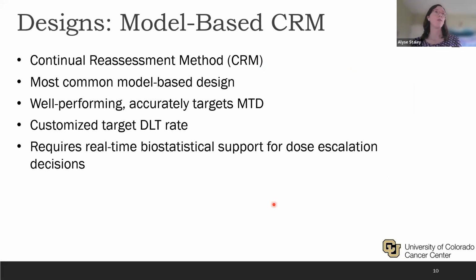For the model-based designs, I'll present the continual reassessment method, or CRM, because again, it's one of the more commonly used model-based designs. This design is well-performing because it accurately targets the MTD, and it's flexible because it allows for a customized target DLT rate. Its drawback is that it requires real-time biostatistical support to make each dose escalation or de-escalation decision.